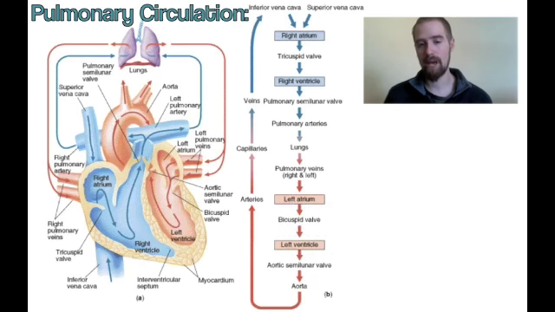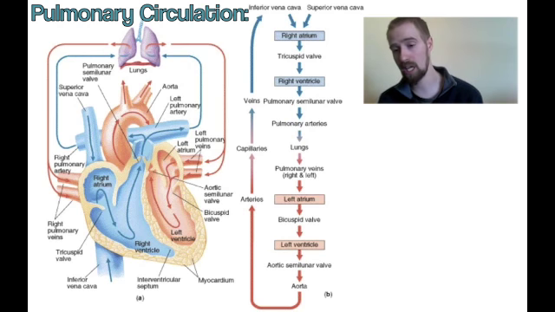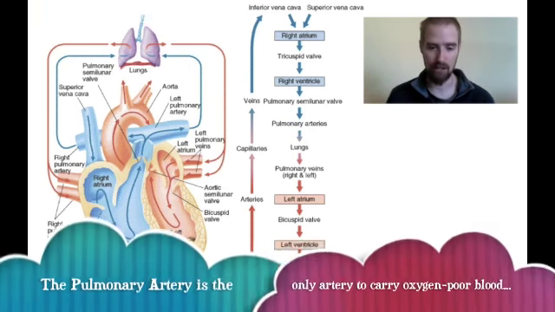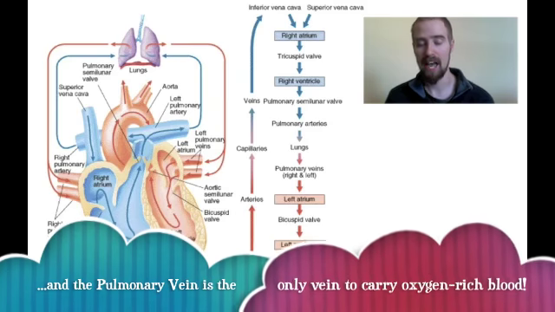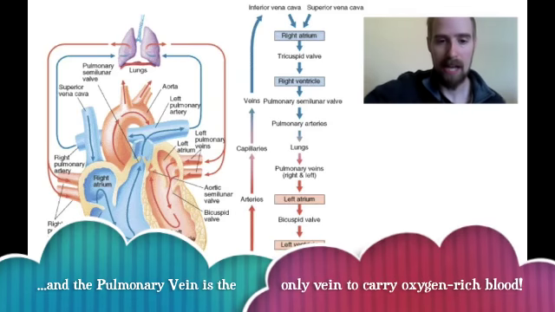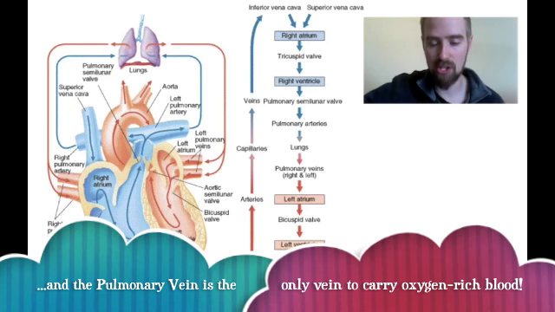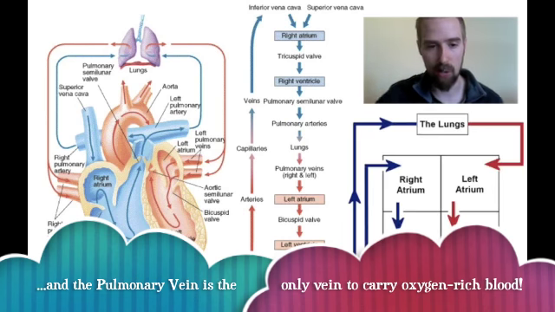Our circulation is made up of two circuits. We have the pulmonary circuit and the systemic circuit. The pulmonary circuit carries blood back and forth to the lungs, so first from the heart to the lungs, and then from the lungs back to the heart. The systemic circuit then pumps that oxygen-rich blood from the heart to all of the other organs of the body, and then back again.